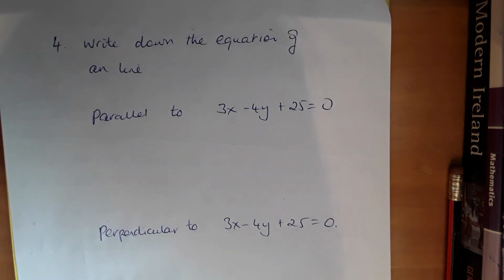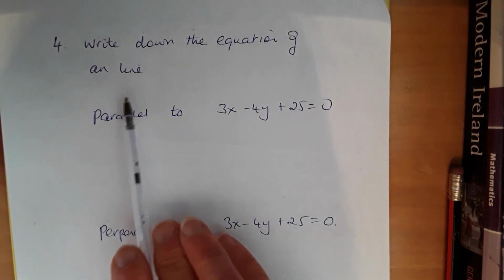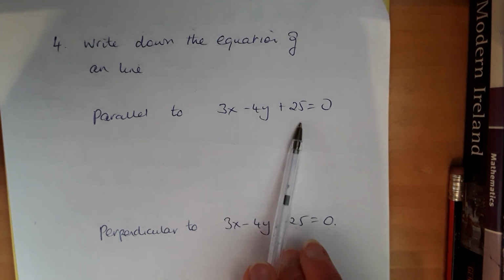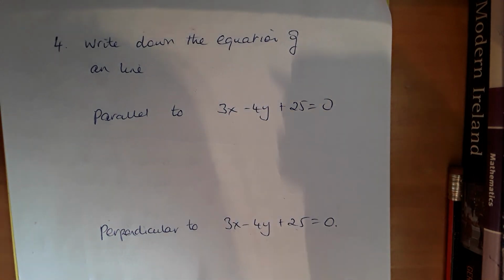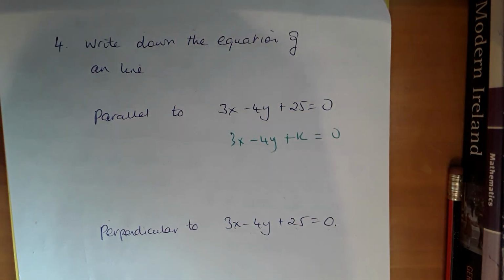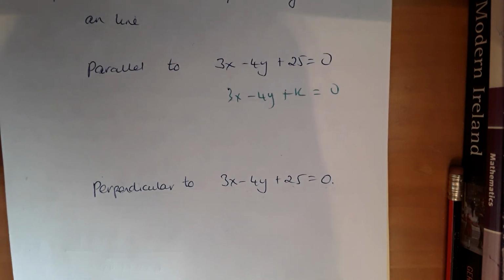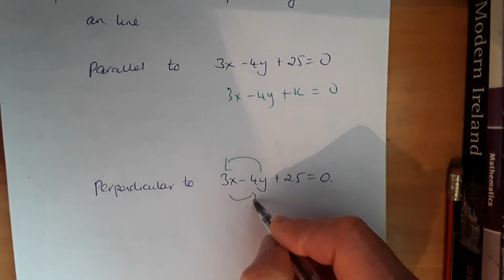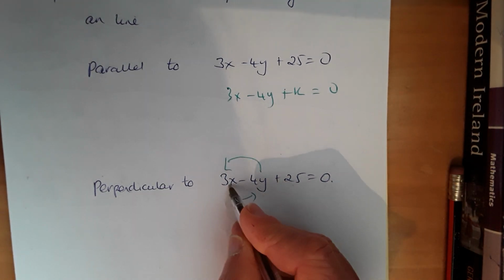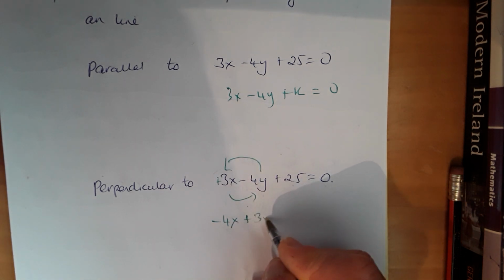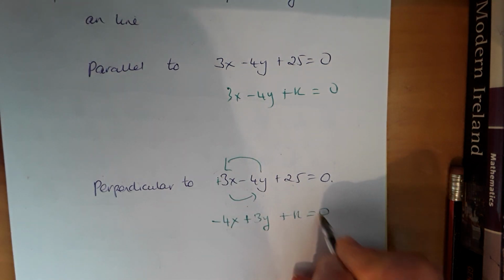Finally then for today, write down the equation of any line parallel to this line. Remember what we said? If it's parallel, it'll be of the same form: 3x - 4y + k = 0. If it's perpendicular, remember doing this before Easter? Any line perpendicular to this, interchange the two of these. So the -4 goes in front of the x and the +3 goes in front of the y, and + k = 0.